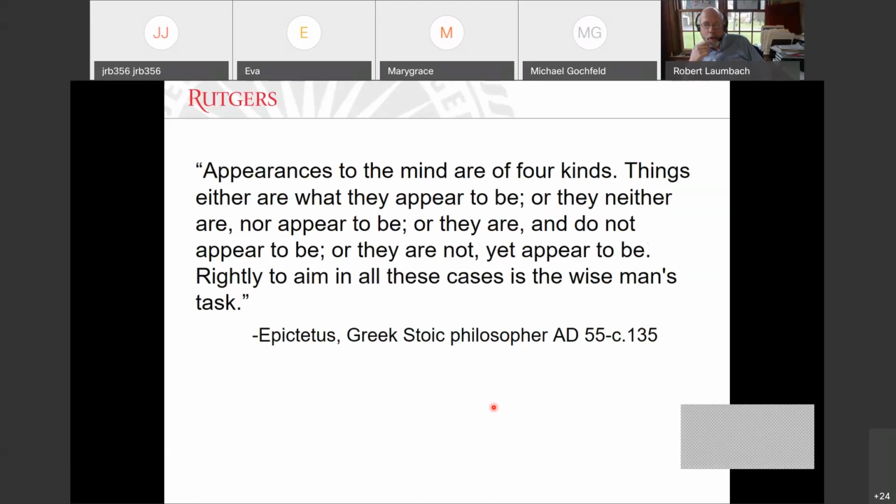Things either are what they appear to be, which would be true positives, or they neither are nor appear to be, and that's true negatives, or they are and do not appear to be, that would be false negative, or they are not yet appear to be, that would be false positives. And rightly to name in all these cases is the wise man's task.